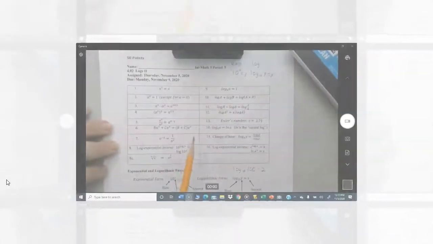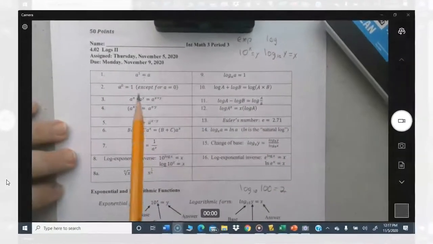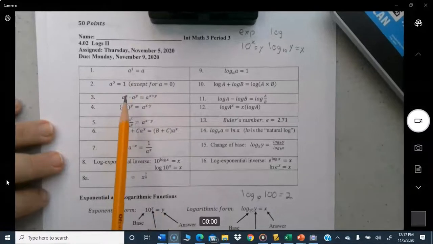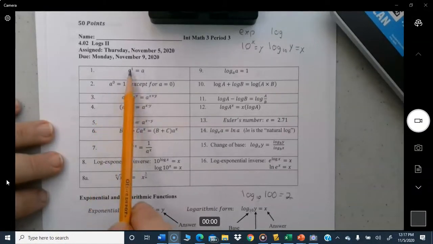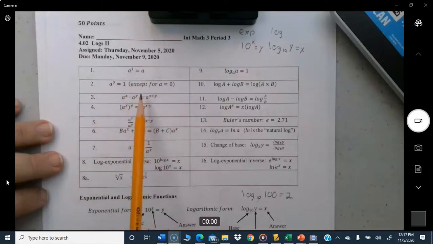Alright, so let's continue on. Let's go over these principles kind of quickly, and then we'll get right into applying them to some actual problems, and you'll see how they work. So any number raised to the first power is itself. That's called an identity. So a to the first power equals a. 2 to the first power equals 2. 32 to the first power equals 32, and so on.